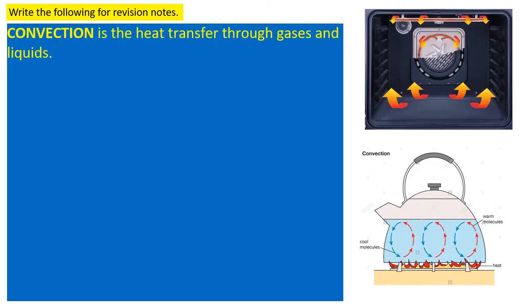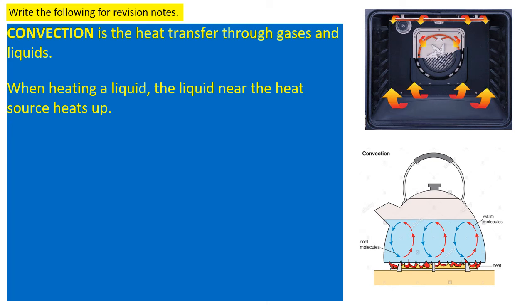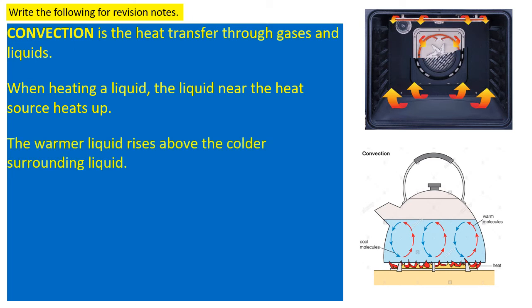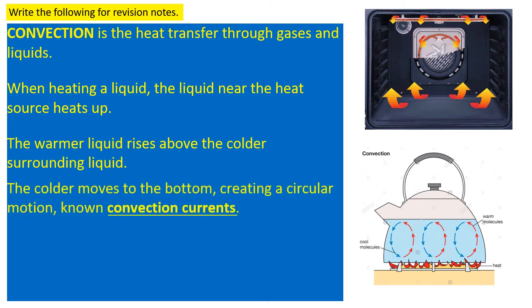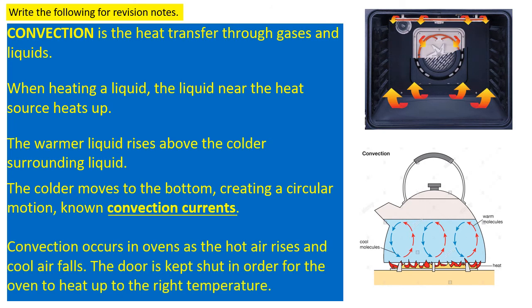Again, writing the following for revision notes. Convection is the heat transfer through gases and or liquids. So when heating a liquid, you can see with the kettle there, near the heat source, which is at the bottom. So the warmer the water gets, for example, with that kettle, it's heating up the bottom via conduction, and then the heat is going up and pushing the cold surrounding liquid down, and this creates a convection current. So it's in this circular motion that you can see there with a convection current.